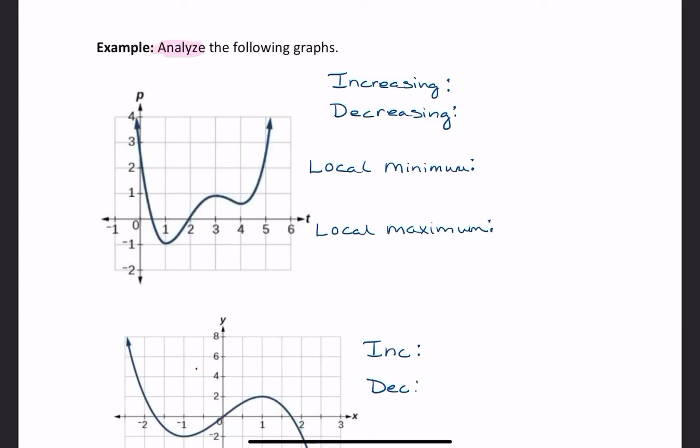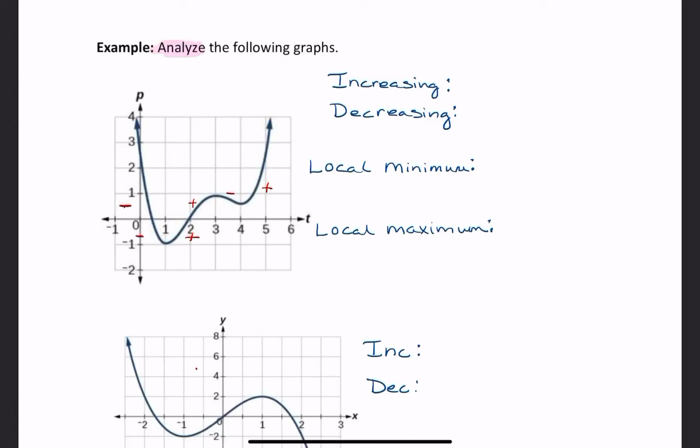So here, looking at the graph, if I was walking on the graph, I'm decreasing here, then I start going uphill, so I'm increasing, take a turn, go back down, and then increase again. So I'm decreasing, increasing, decreasing, and then increasing again. So I'm increasing from here to here, and then again from here to here.